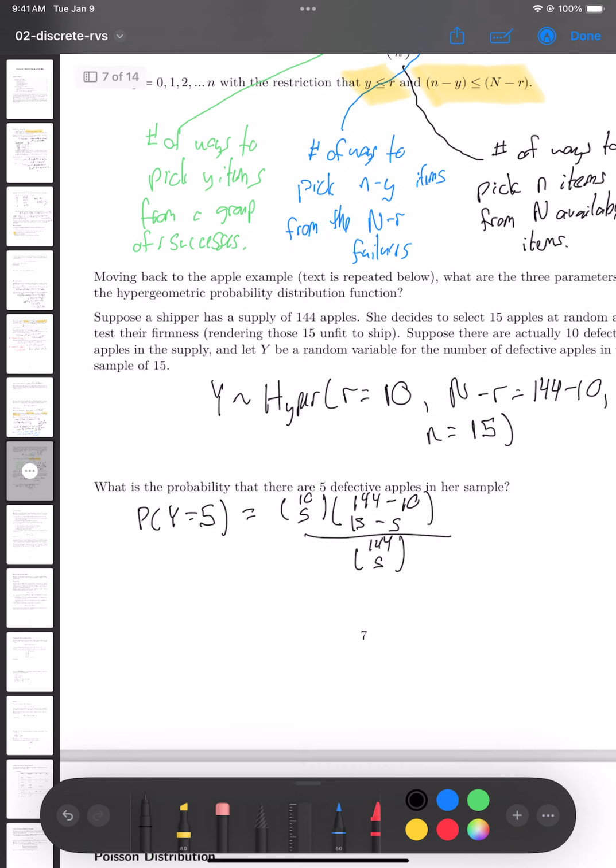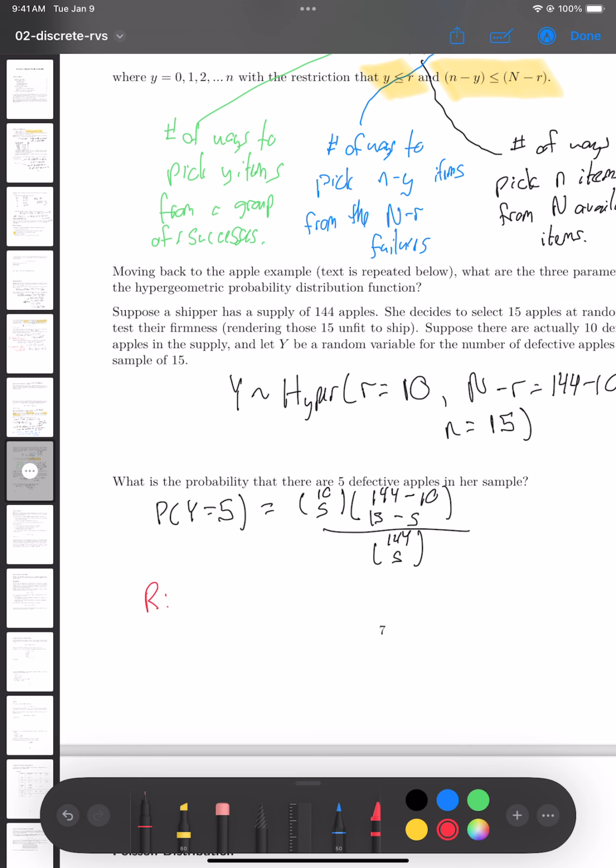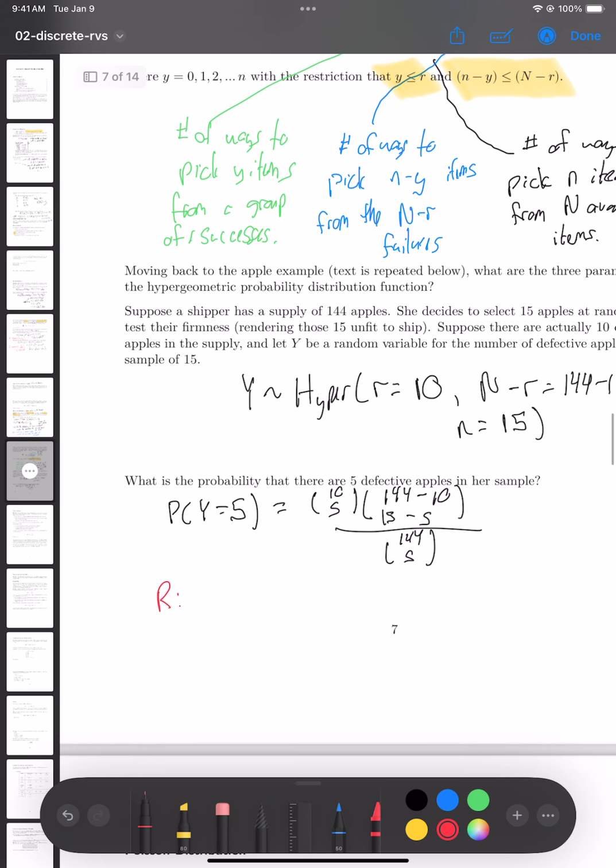This is kind of a pain to calculate by hand, but I think we've used these R functions enough now that you might be able to reason through it. If we want to actually figure this out in R, there is a dhyper function, and dhyper will take our value of y, so that goes there. And then it will take the 3 parameters from the hypergeometric distribution as we wrote them out earlier. So 10, 144 minus 10, 15, and that is 0.00107 if you actually run that in R.